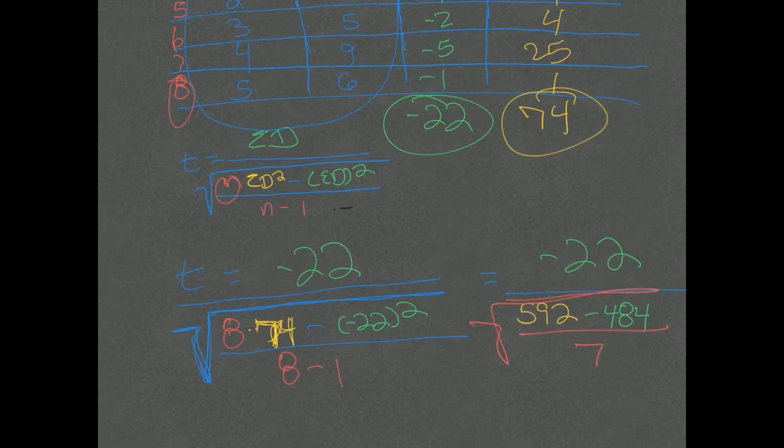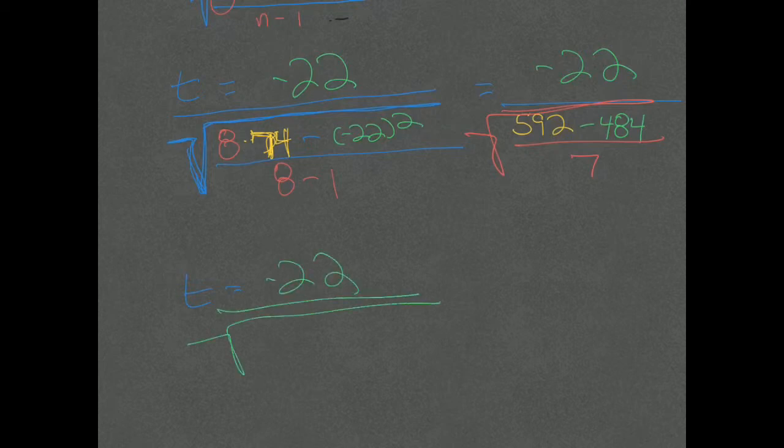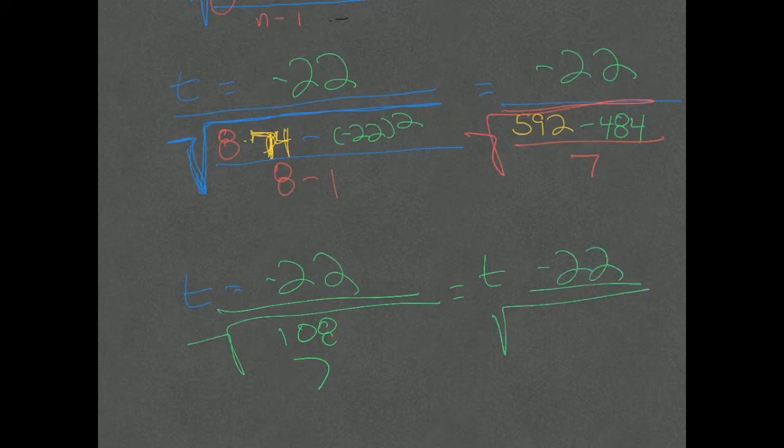So continuing on solving for t, just keep on going. So t, again, -22 over the square root. 592 minus 484 is 108. It's 108 over 7. And so I'm just going to keep using this green. So negative 22 over the square root of 15.42. Right? So hopefully everybody can see where I'm getting these numbers.